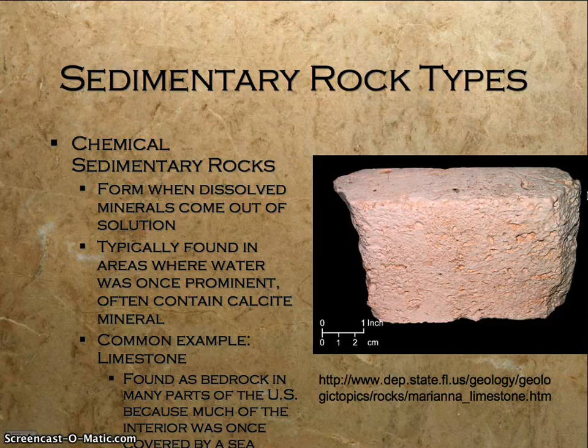The second type of sedimentary rock is a chemical sedimentary rock. These are formed when dissolved minerals come out of solution. They're typically found in areas where water was once prominent, so lakes, rivers, and even ancient oceans. They often contain the mineral calcite, and a common example is limestone. It's found in the bedrock of many parts of the United States because much of the United States interior was once covered by a shallow ocean.